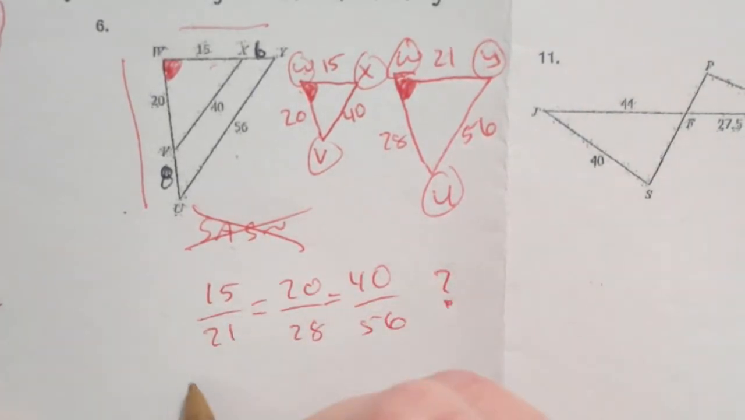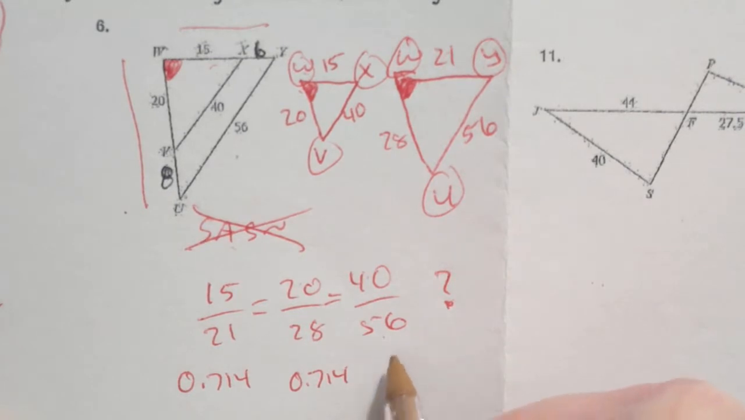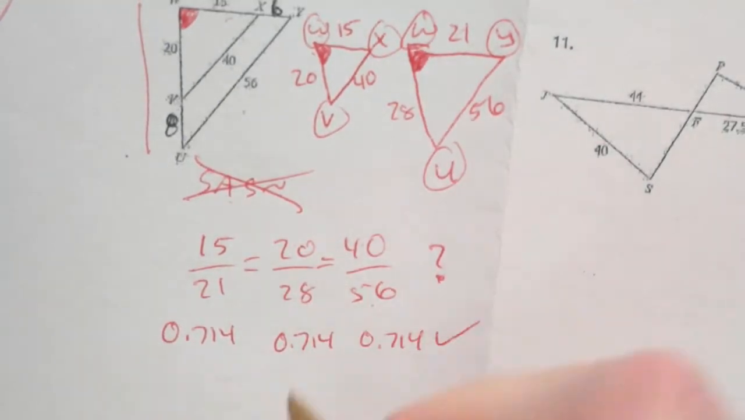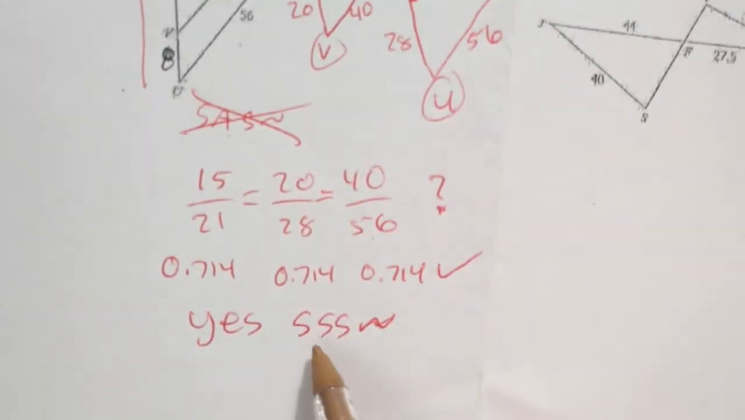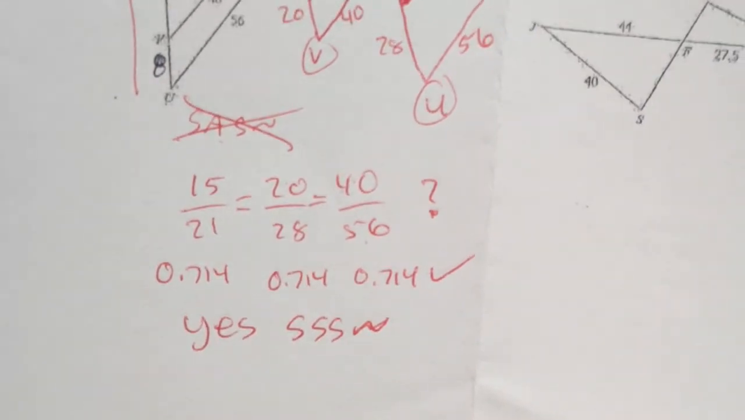15 divided by 21 is 0.714. 20 divided by 28, 0.714. 40 divided by 56, 0.714. So this checks out. Excellent. So yes, this is similar because of side-side-side similarity, not SAS. Because they gave us three sides, we have to use all three sides.